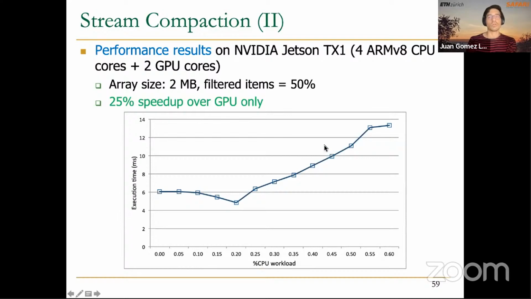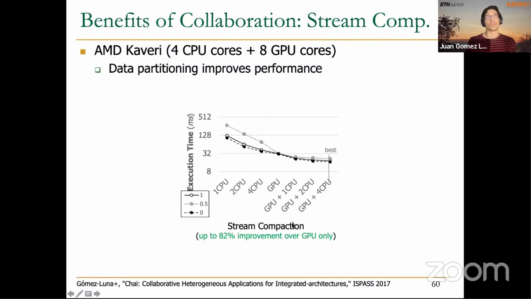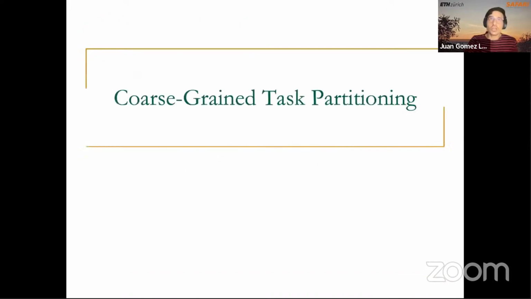And here on the NVIDIA Jetson, using the traditional approach, we were able to achieve a performance improvement of up to 25% over the GPU-only implementation. And on the AMD Kaveri, we see a significantly higher performance improvement, up to 82% over the GPU-only version. And the implementation of stream compaction also works in place, same as the implementation of padding. Okay, so these are the examples for data partitioning.